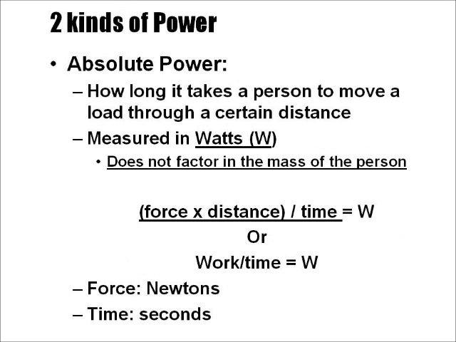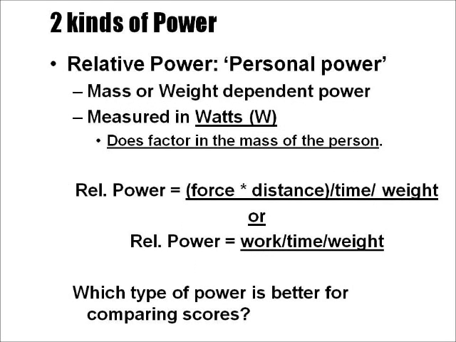There are two kinds of power. Absolute power is how long it takes a person to move a load through a certain distance. It's measured in watts. It does not factor in the mass of the person. The equation is force times distance over time, or work over time. Either one will work. Force is measured in newtons, time is measured in seconds.